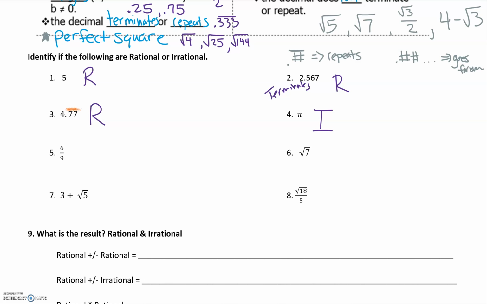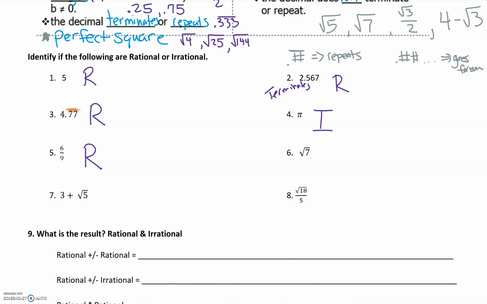Okay. Number 5 is the number 6 over 9. Now, we don't need to necessarily try to simplify this because all we really need to do is look at the numbers. The number 6 is a nice whole number. It is an integer. The number 9 is an integer. So this is an integer over an integer, so that means it's rational.